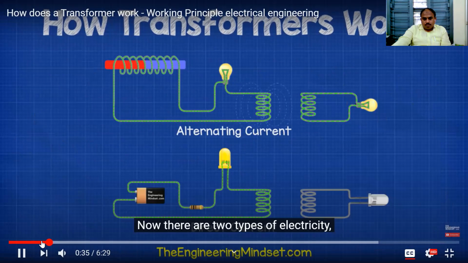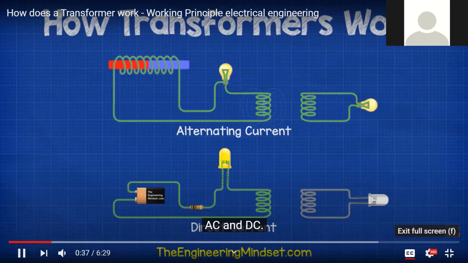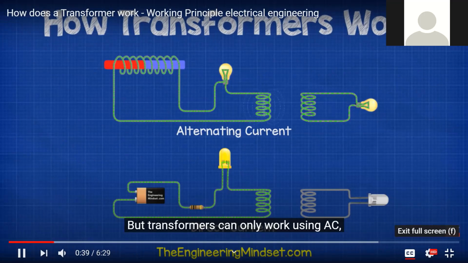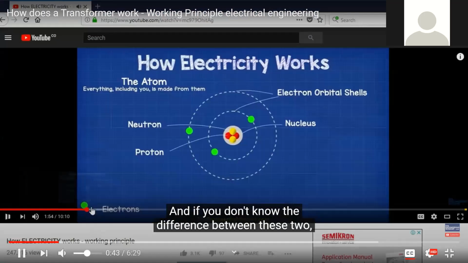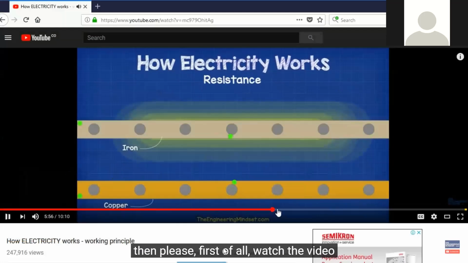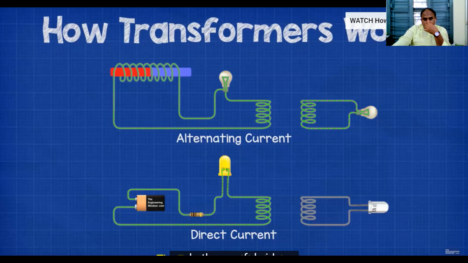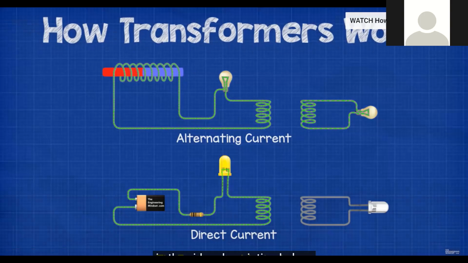There are two types of electricity, AC and DC, but transformers can only work using AC, or alternating current. Now, if you don't know the difference between these two, then please first of all watch the video on electricity basics. Again, you can find links to these videos and other useful videos in the video description below.